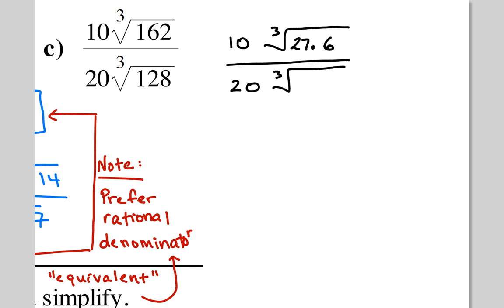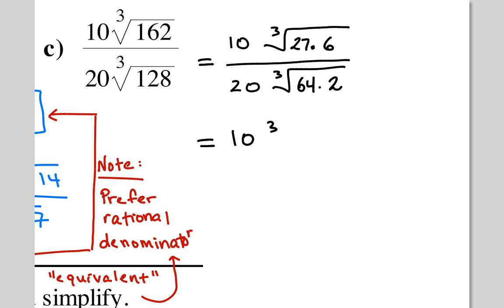What? 64 times 3 I think is too big. Oh, that's for the bottom? 64 times 2, right? Good. Okay.